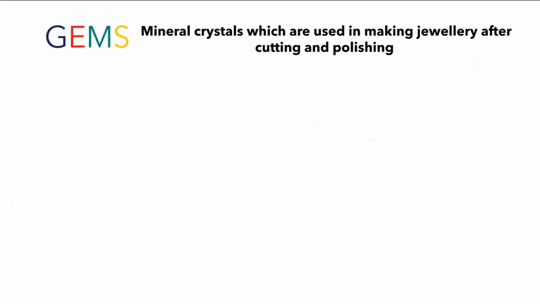Gems are a sort of mineral crystals which are used in making jewelry after cutting and polishing. They are a very valuable type of mineral found in Sri Lanka. The gem industry in Sri Lanka has a history of more than 2,500 years. There are more than 200 kinds of gems identified in the world, and 70 types out of them are found in our small island.